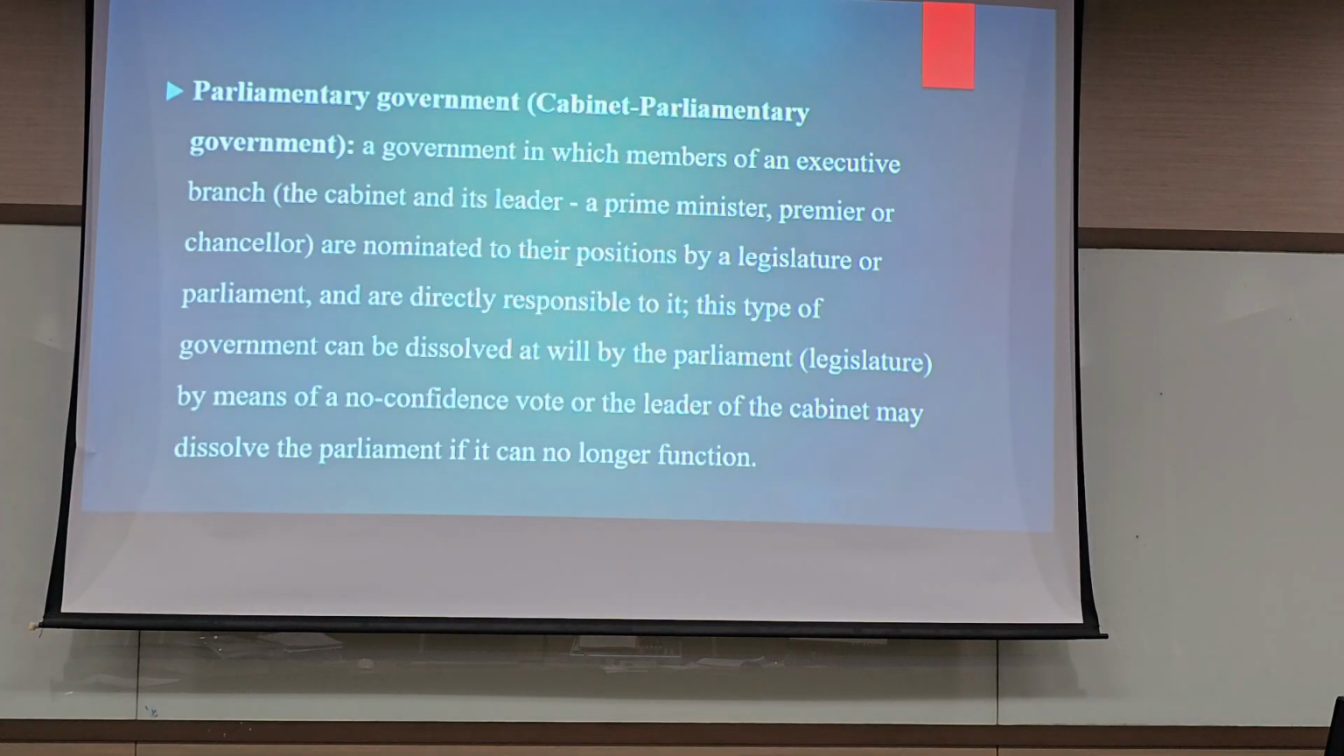Okay, parliamentary government: a government in which members of an executive branch are nominated to their position by a legislature or parliament and are directly responsible to it. This type of government can be dissolved at will by the parliament by means of a no confidence vote, or the leader of the cabinet may dissolve the parliament if it can no longer function. Parliamentary government. What is the difference between this one and the other one?